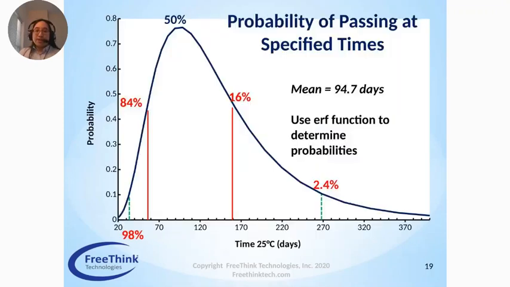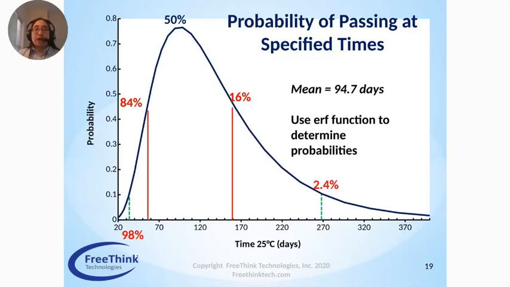So the way this is handled for ASAP is actually with a probability distribution. In this case, this is the probability of passing at specified times. For this particular distribution, the mean comes out to about 94.7 days. In that case, we would say the average shelf life is about 95 days. The problem with an average, of course, is that you have a 50% probability of passing, which is a 50% probability of failing, which is not something you want to go forward with.